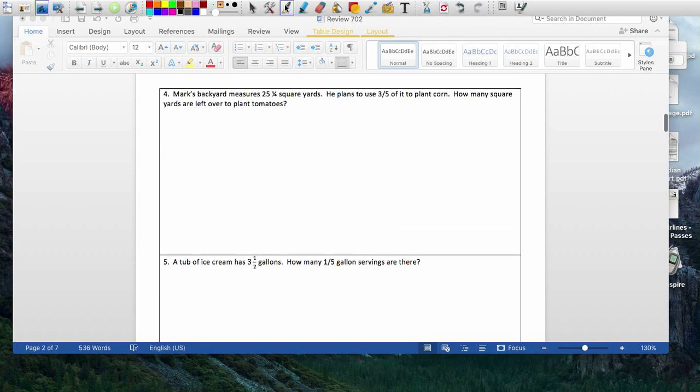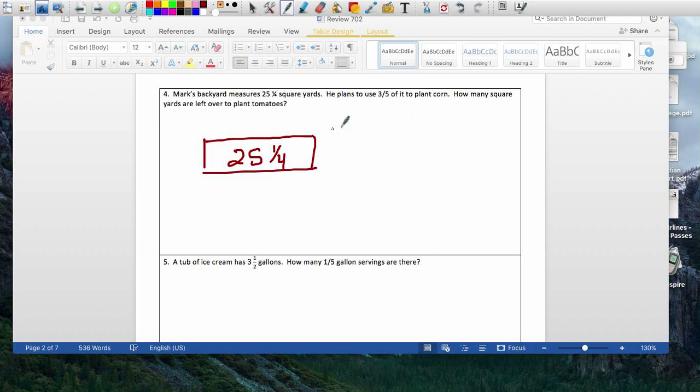Number 4. It's not as bad as I thought. So, backyard measures. So the area of the backyard is 25 1/4. He wants to use 3/5 of this to plant corn. How many square yards are left to plant the tomatoes?